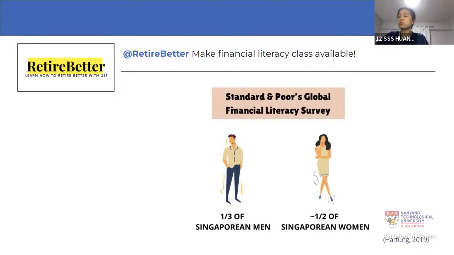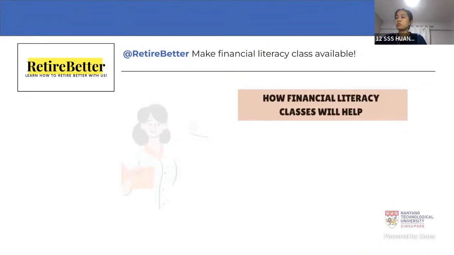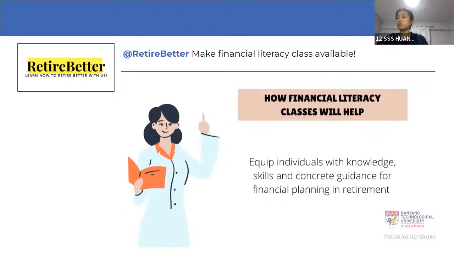This lack of financial knowledge leads to a poorer ability to plan for one's financial future, especially in the area of retirement planning. Research suggests financial literacy to be positively associated with retirement planning behavior, and greater confidence in financial knowledge leads to a higher propensity to plan for retirement. The financial knowledge acquired from financial literacy courses can hence reduce the economic and psychological barriers to retirement planning. Financial literacy classes hence enable individuals to gain knowledge on concepts related to financial literacy and key information needed to better plan for their financial needs in retirement.